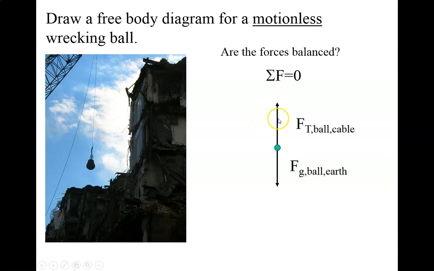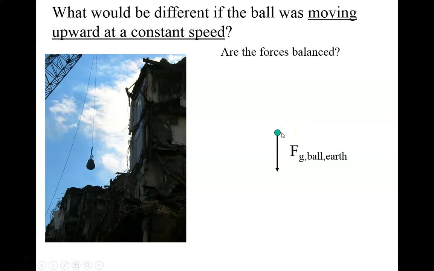Well, to show that these forces are balanced, I want to use hash marks. That removes any question of whether or not one's longer than the other. Let's say that it was moving upwards at a constant speed. So I had the cable, the motor running, and the cable was moving upwards at a constant speed. Would the forces on the wrecking ball be balanced or unbalanced?